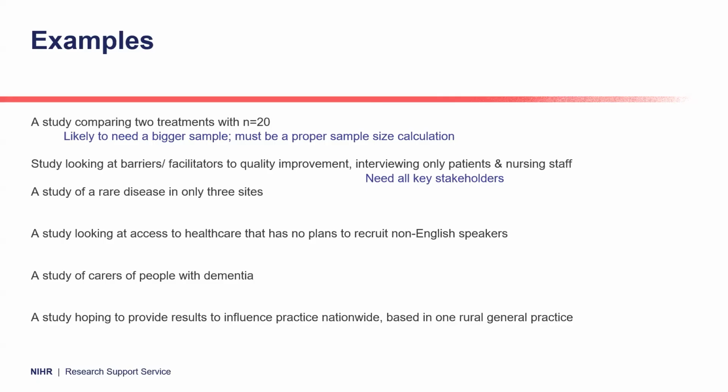A study of rare diseases in only 3 sites. Well, reviewers will want details of prevalence, and there's a likelihood that you're going to need many more sites. So when we see studies of very rare diseases, they're not even going to be able to be done in the UK.